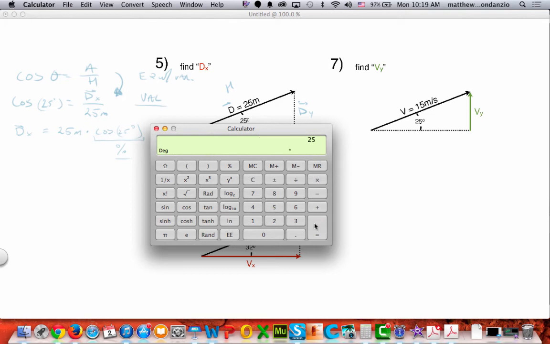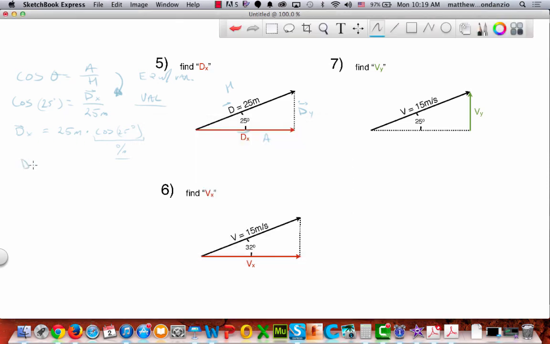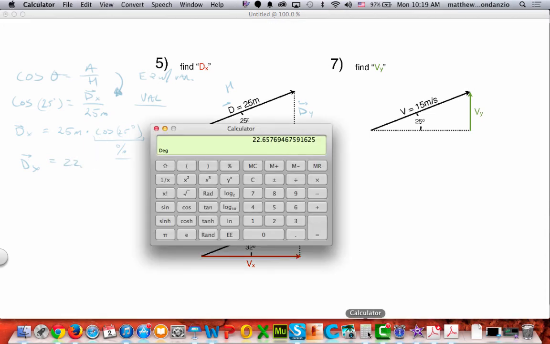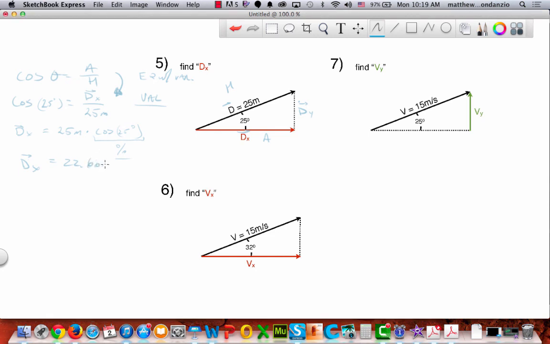So D sub x equals 22.65. What did I just say? 22.66, right? 22.66 what? Meters. Okay? Now look, I want you to notice something. Now we're going to break in a minute here. In a configuration just like this, I don't want to deal with it until we do more of these. All right, we'll finish this up tomorrow.